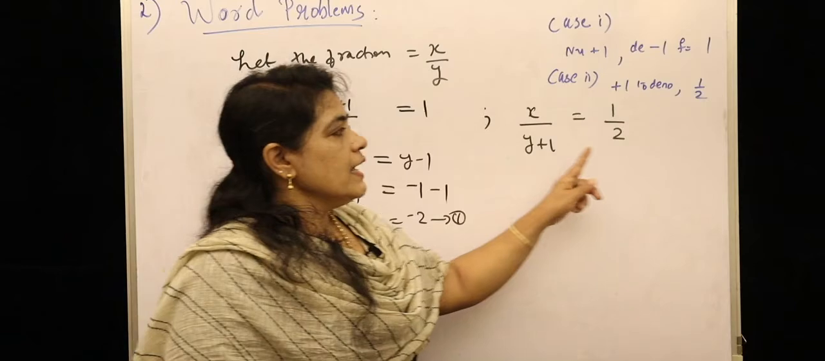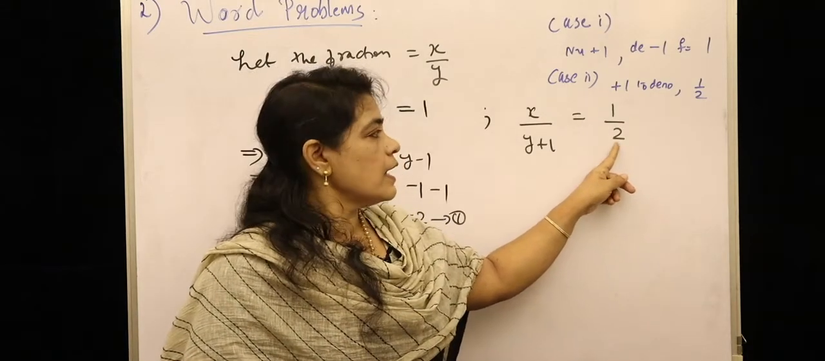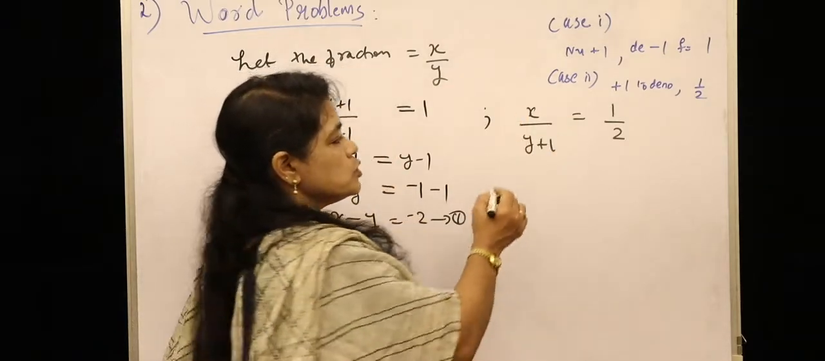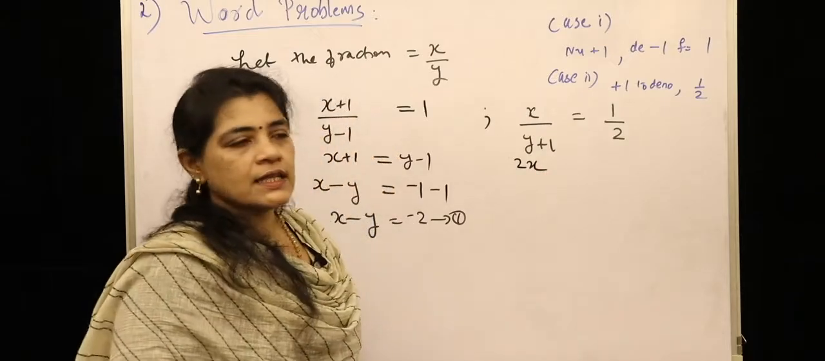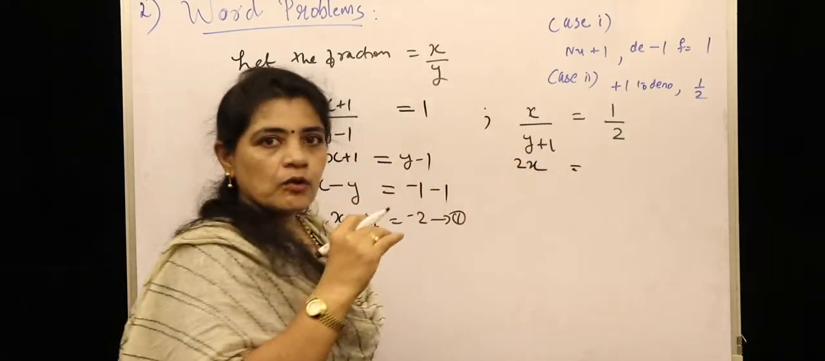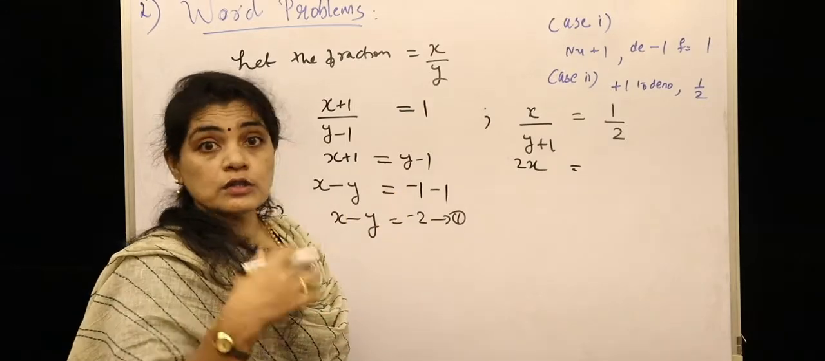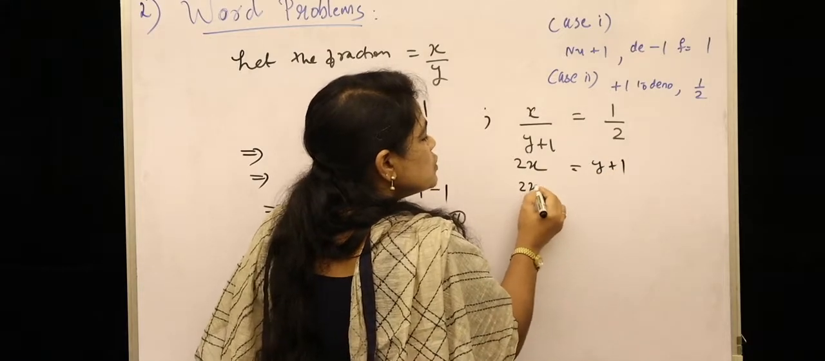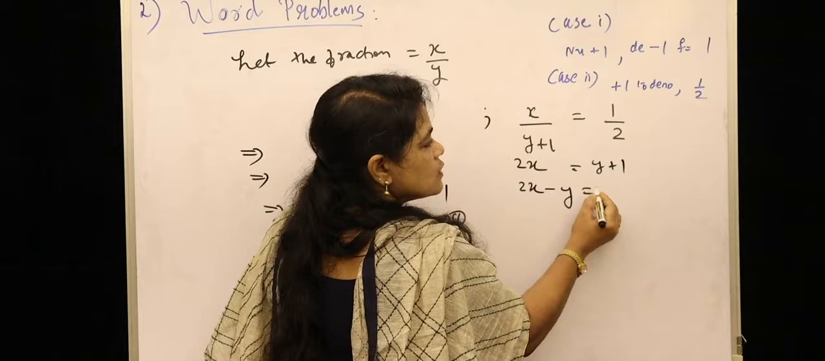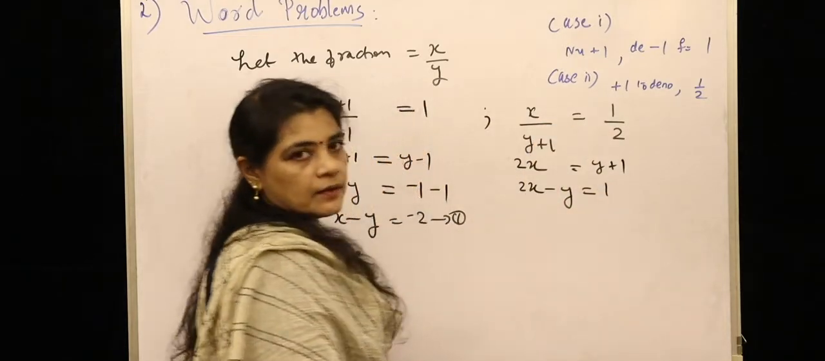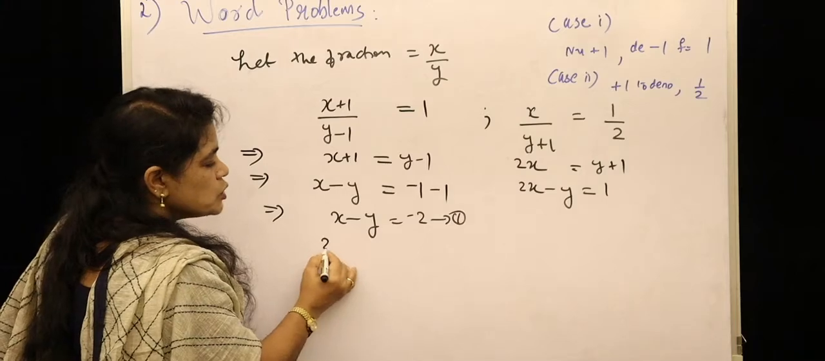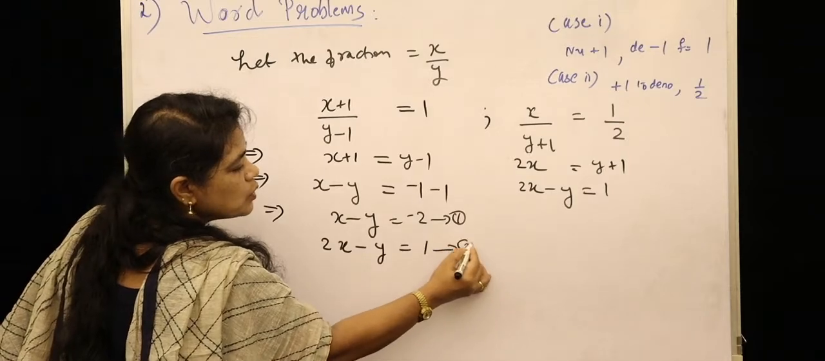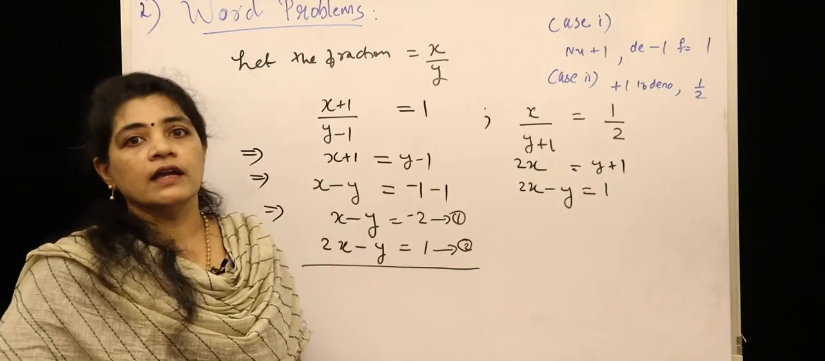In the same way, you can take this denominator to the RHS under cross multiplication. So 2 into x, 2x, isn't it? 2x is equated to y plus 1, from the denominator taken to the RHS under cross multiplication, so 1 along with y plus 1. I am taking y to the LHS, so 2x is already there, so minus y, and there is no constant term, so only 1 is there. So now we have the second equation, 2x minus y is equal to 1. This can be equation number 2. This we got after simplifying.